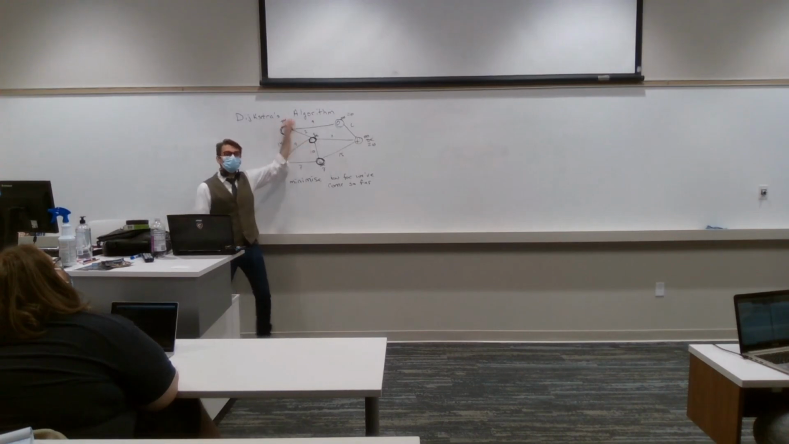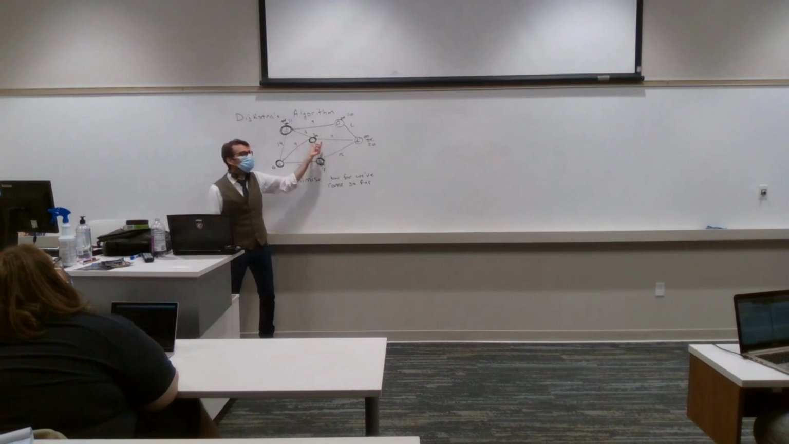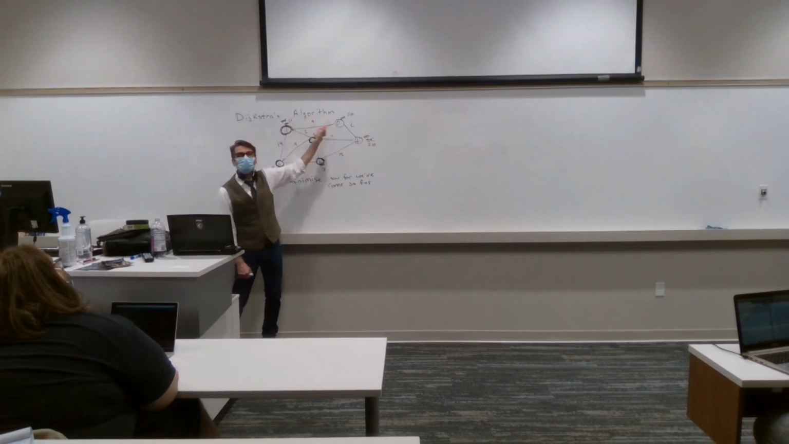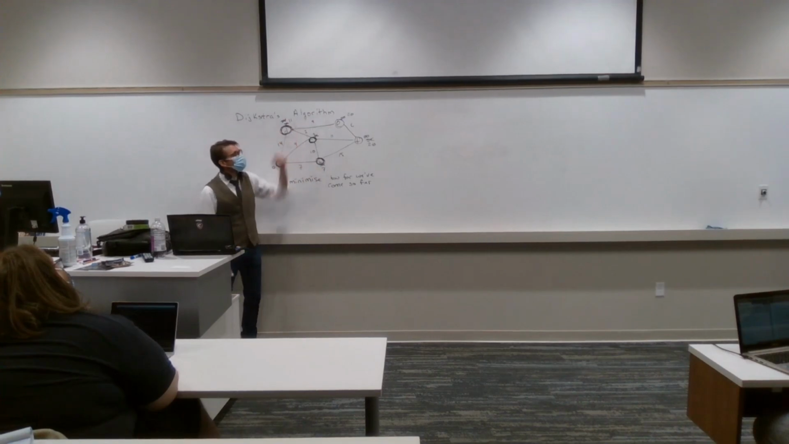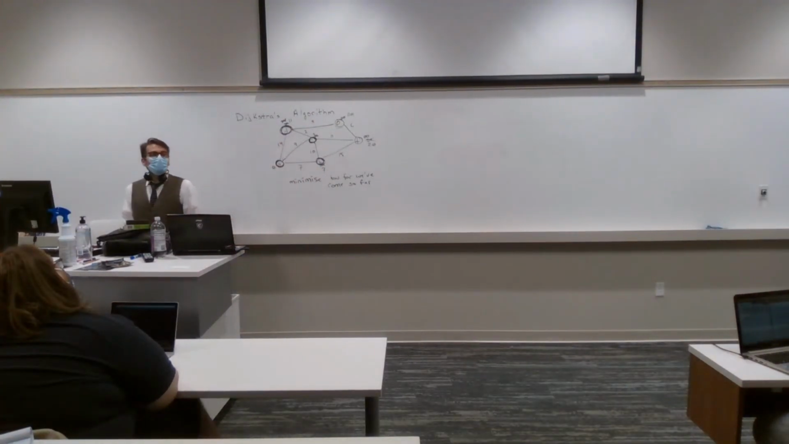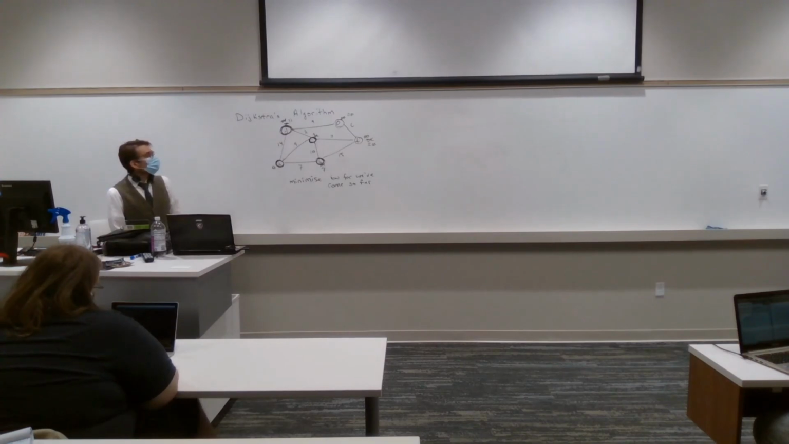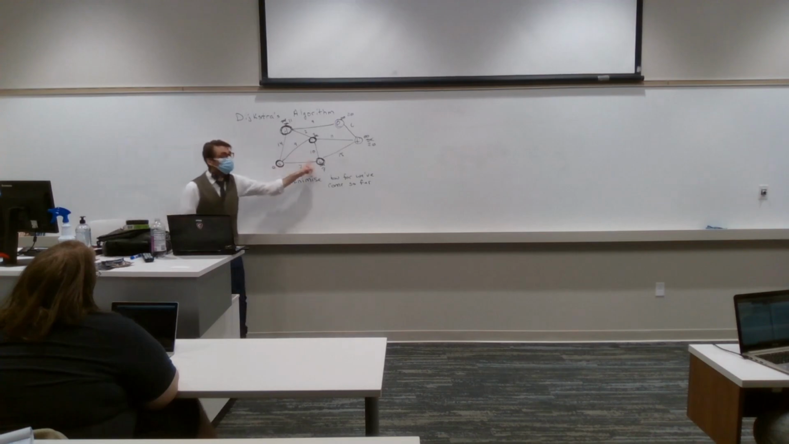It also goes through C. So even though C is further away than B, all the paths go through there, except for the path to B itself, right? The path straight to B, everything else goes through C. Almost, right? Except for that one part right there.